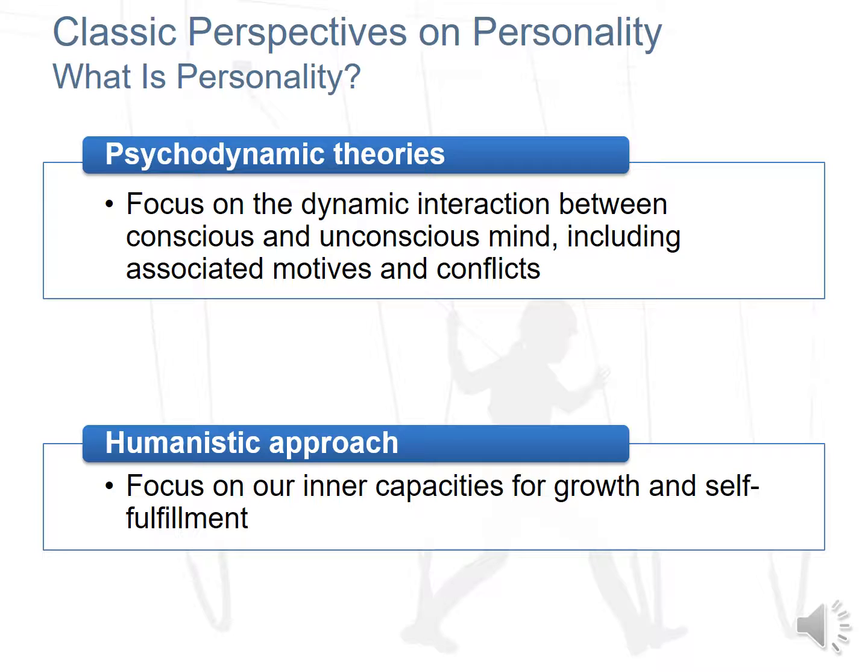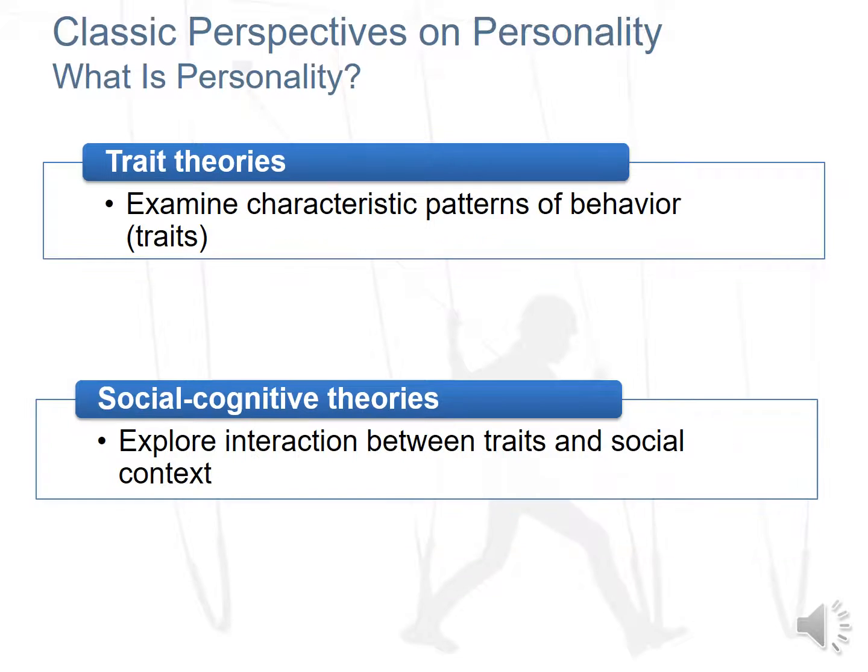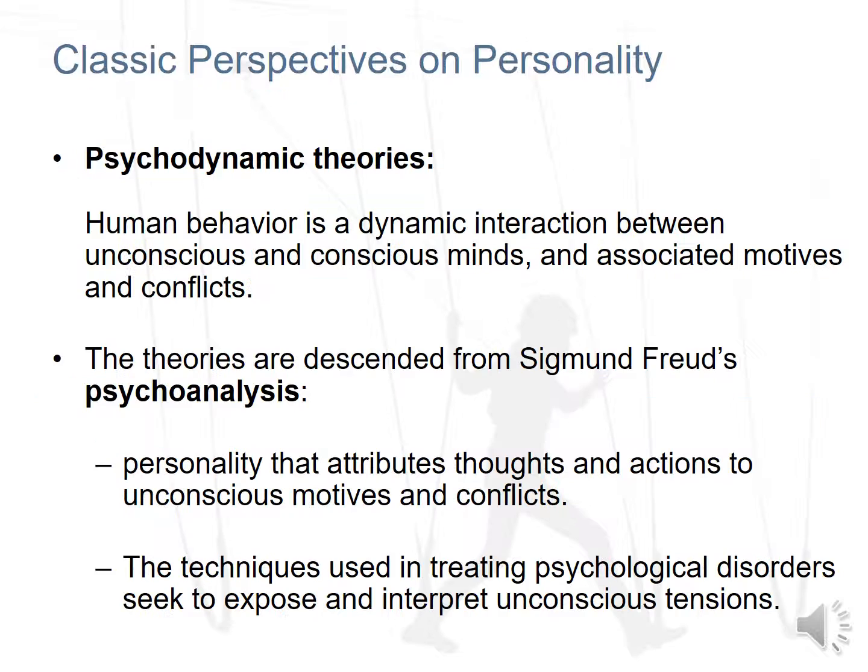So what is personality? If we look at psychodynamic theories, there's a focus on the dynamic interaction between the conscious and unconscious mind, including associated motives and conflicts. The humanistic approach focuses on our inner capabilities for growth and self-fulfillment. Trait theories examine characteristic patterns of behavior which are labeled as traits. Social cognitive theories explore the interaction between traits and social context.